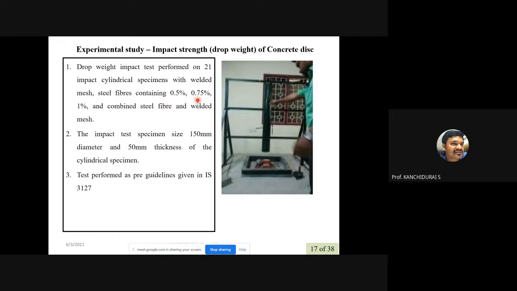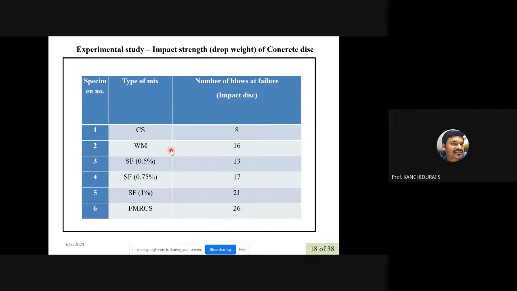The steel fiber is resisting more impact strength, giving more impact strength compared to normal concrete. The specimen is 150 mm by 50 mm thickness, which we have used. The impact strength is specified by the number of blows when dropping a 2.7 kg steel ball from a 1.2 meter height.